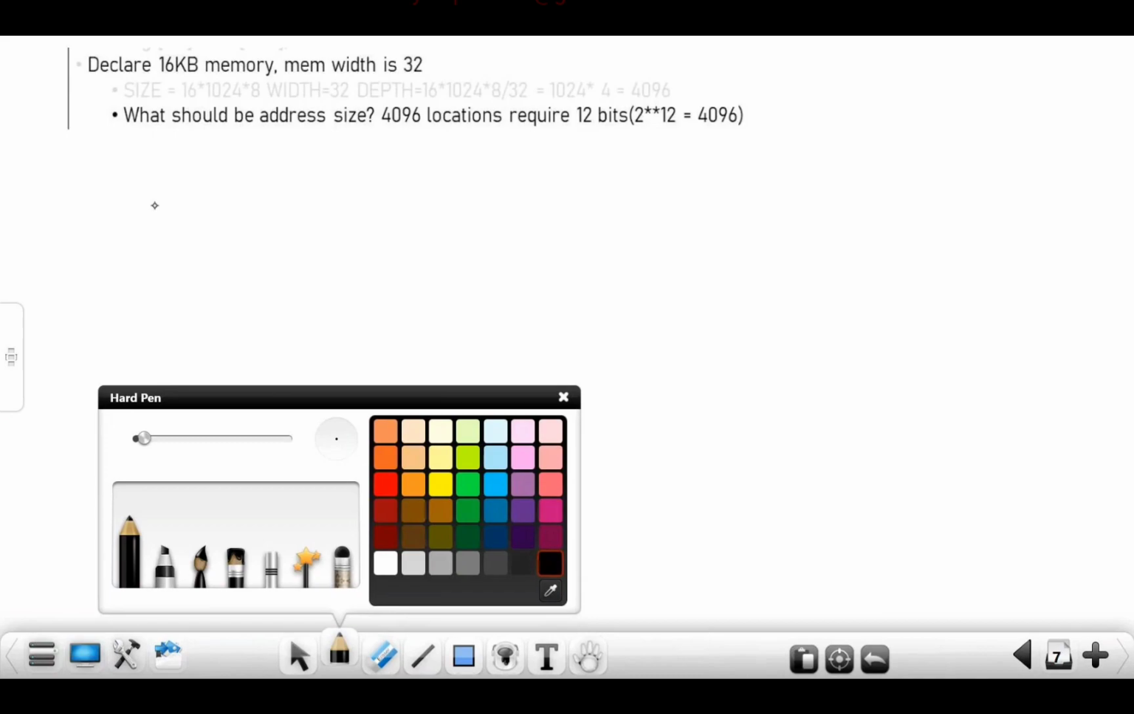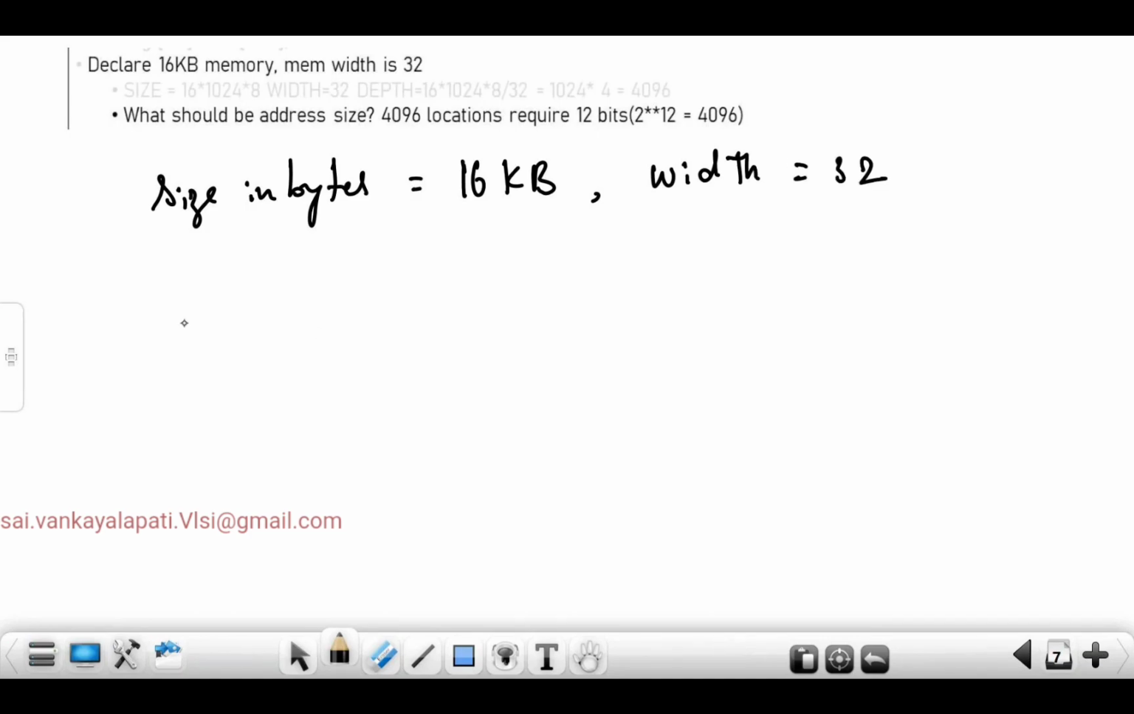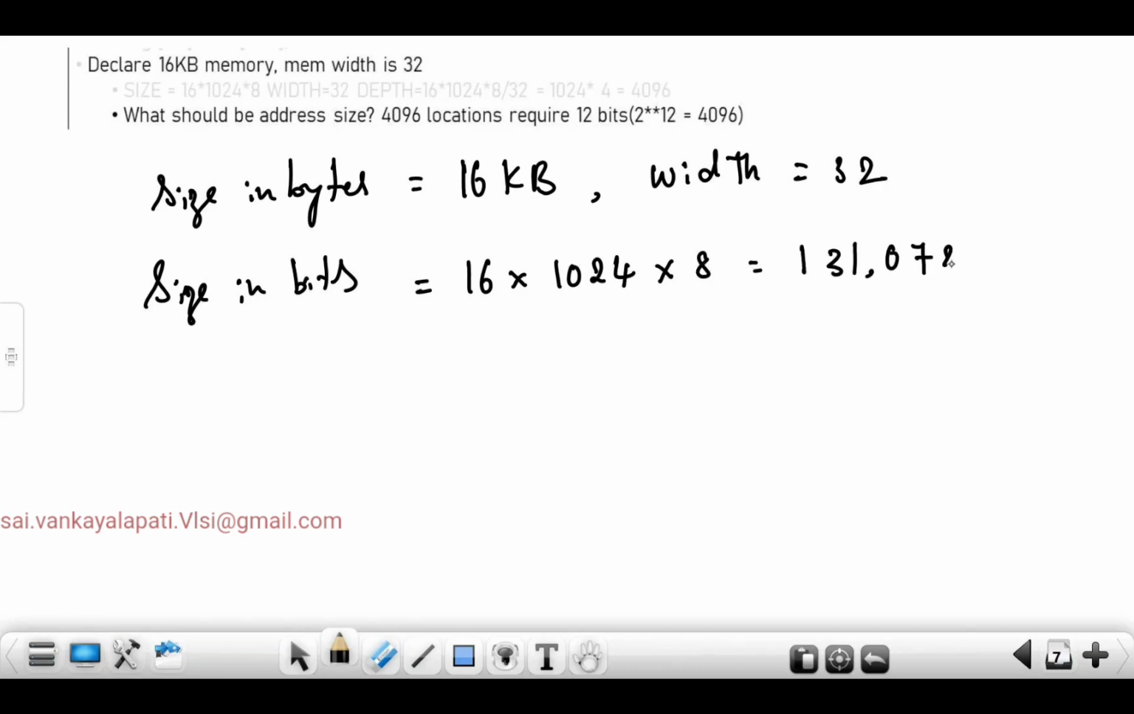Now you can see this is the size in bytes he has given. Size in bytes is equal to 16 KB, and width is equal to 32. First let us convert the size in bits. How to get size in bits? 16 kilo means 1024, and byte means 8 bits. 16 into 1024 into 8. So size in bits is 131072.